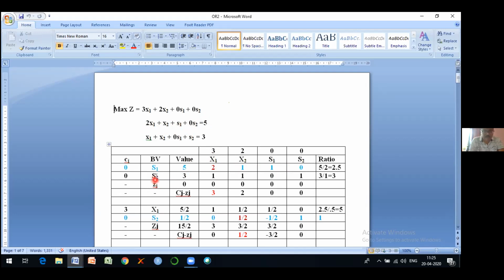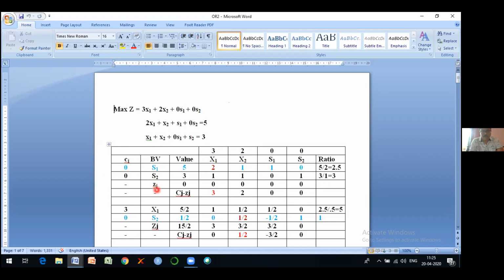Now similarly, we can make this row. Now S2, the value is 3. We have written the value 3. Then the coefficients here are 1, 1, 0, 1. What we have written? 1, 1, 0, 1. Right. So this row is clear. The second row is clear. Up to this it is clear. Ratio we are coming to later on.